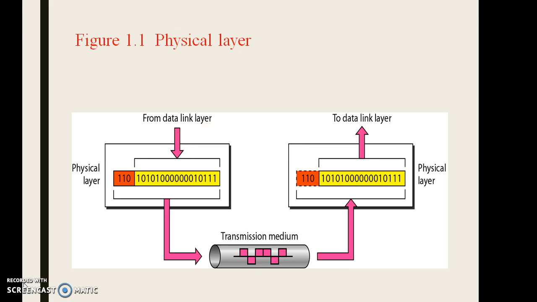The physical layer is as shown. From the data link layer, the information is converted into zeros and ones. The zeros and ones are converted into electrical signals through line coding techniques.